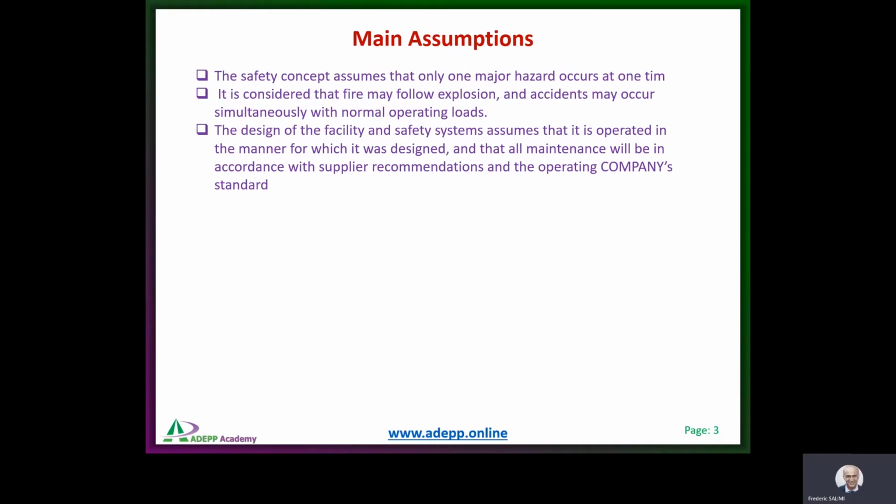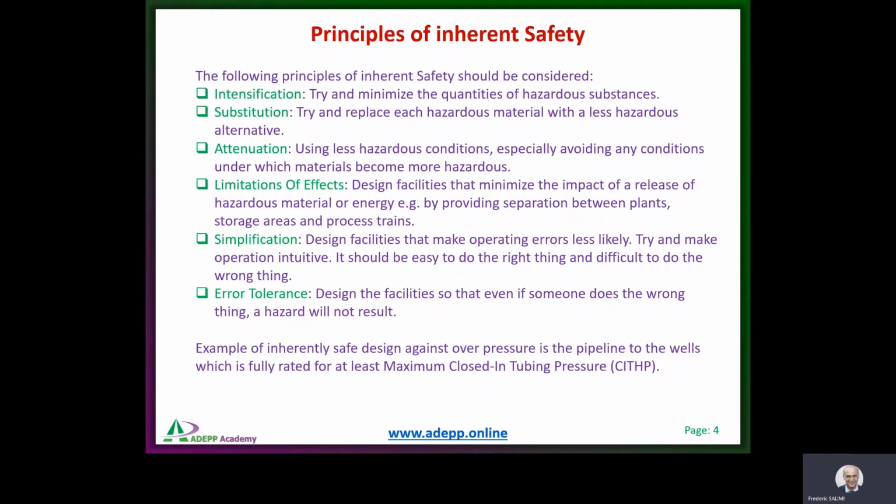So safety concept should give a brief description of inherent safety. For example, in case of intensification, substitution, attenuation, limit of effects, simplification, and tolerances. For example, one of the examples of inherent safety: if your pipeline is fully welded, fully rated, then it will be a principle of the inherent safety and should be mentioned in safety concept.